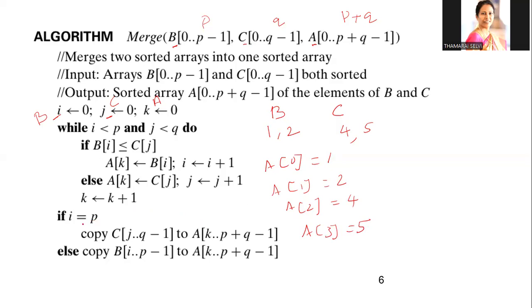So if I is equal to P, meaning all the elements of B are compared, the remaining C elements should be copied into A. Here, if you have 3 elements in B and 4 elements in C, all 3 are compared with C, and the last element of C will be copied into A. Else, if B contains 4 and C contains 3 elements, the last element of B will be copied into A.